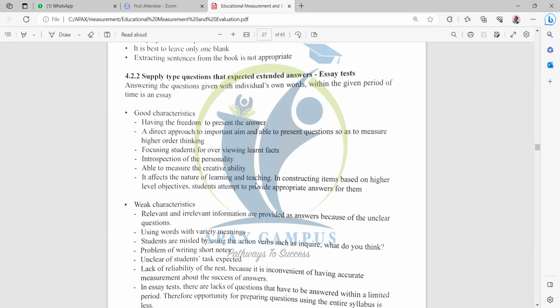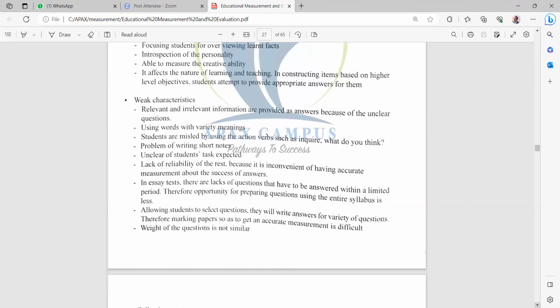So this affects the nature of learning and teaching in constructing items based on higher level objectives. Students attempt to provide appropriate answers for them. So if we can prepare good, challenging text, the students will also take it as a challenge and try to give a better answer, a good answer, a matching answer.